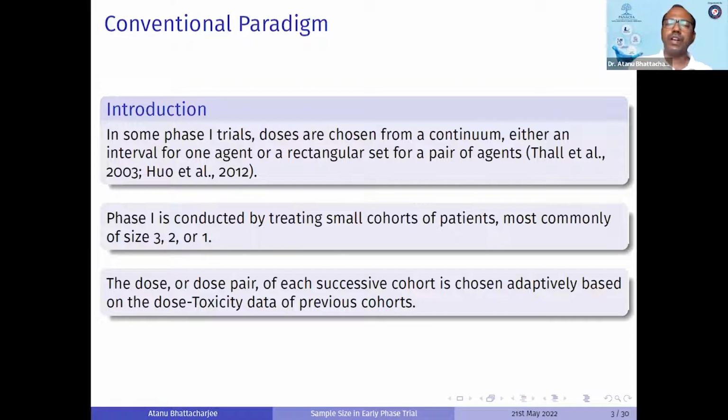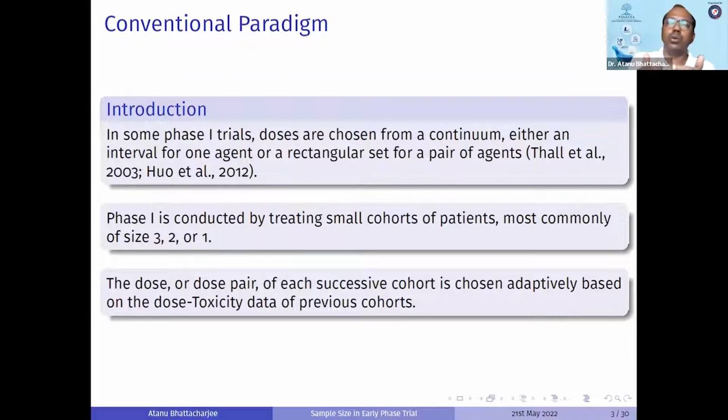So phase 1 is conducted by treating a small cohort of patients, most commonly of size 3, 2, or 1. Why? Because as I mentioned, here we are much more concerned about the toxicity. So we don't allow so many patients to be taken at a time. We start with a very small step. We take only 1 patient, 2 patients, 3 patients, and see if things are going well or not.